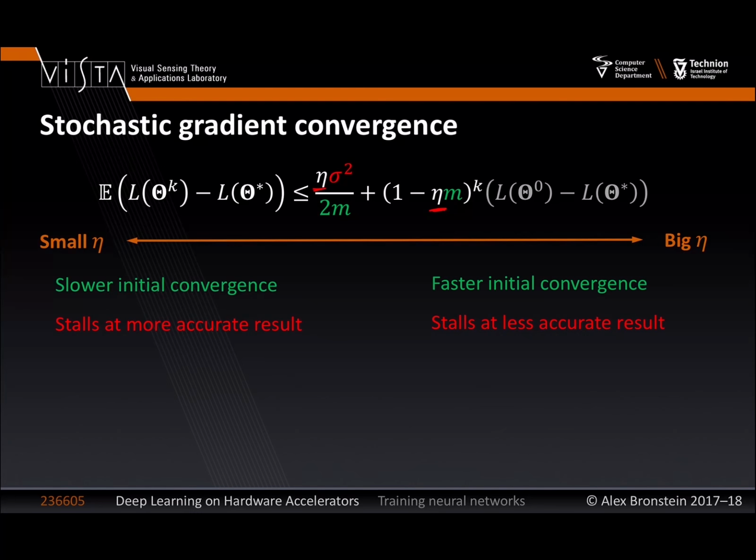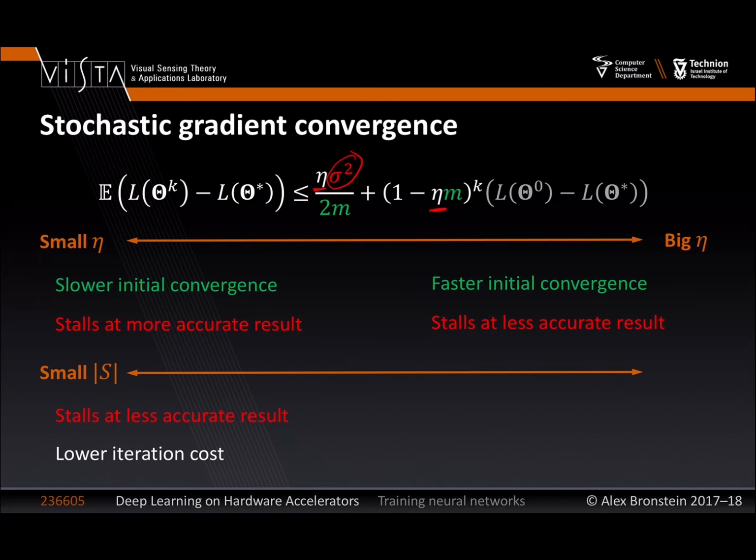And if we have a big eta, we'll have faster initial convergence, but then we'll stall at a less accurate result. Now another knob we have is the size of the mini batch, which of course controls only the sigma squared. Remember, it will be sigma squared over the size of S, right? So it controls the standard deviation by the square root of the size of the batch. So if we have a small mini batch, we will stall at a less accurate result for the same value of eta because obviously we have a bigger gradient noise, but the iteration cost will be smaller. And for a bigger mini batch size, we'll have more accurate convergence, but we'll have a higher iteration cost. So you can do the math yourselves, and we can see there is an interesting trade-off here between these two parameters that we can easily control, the step size and the mini batch size.